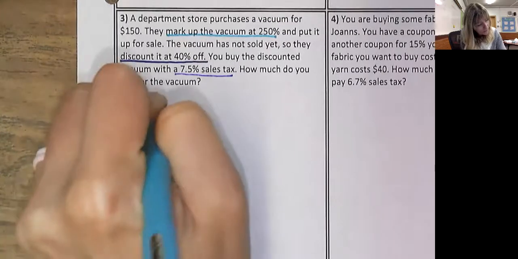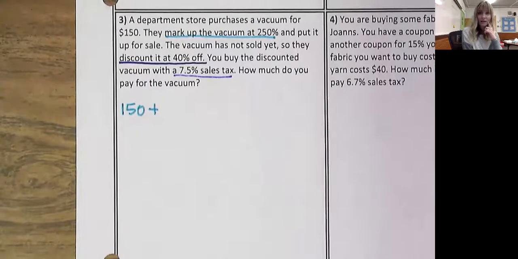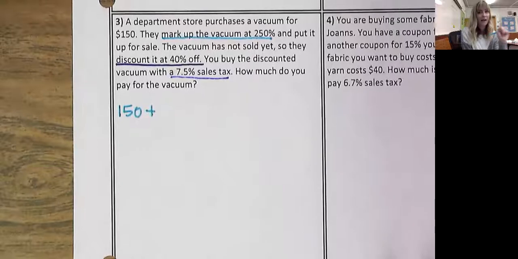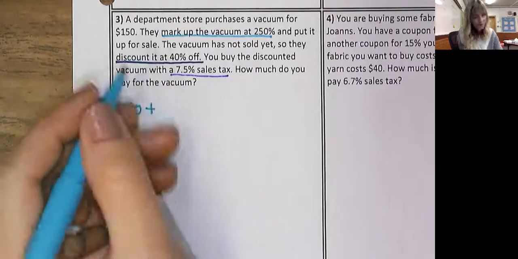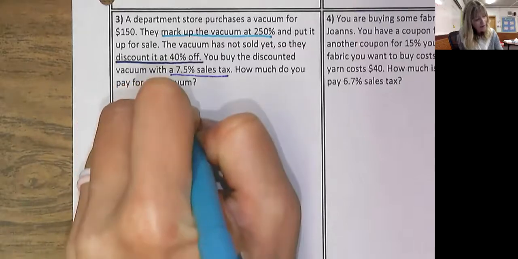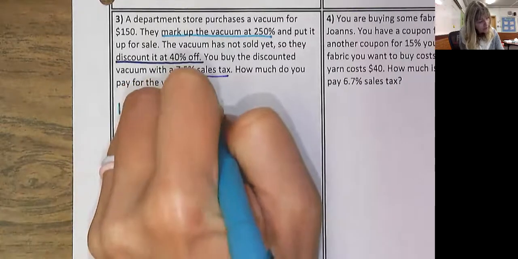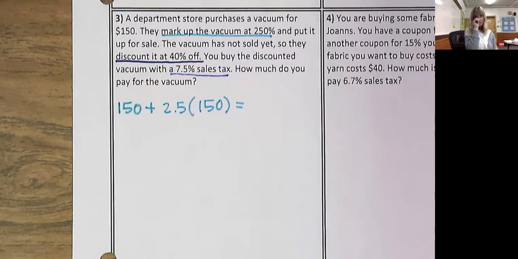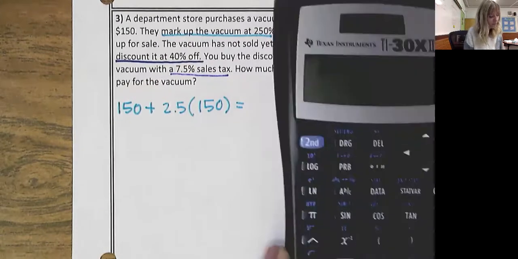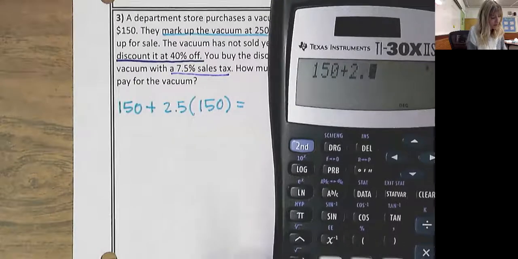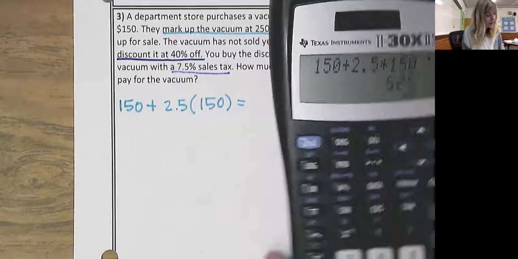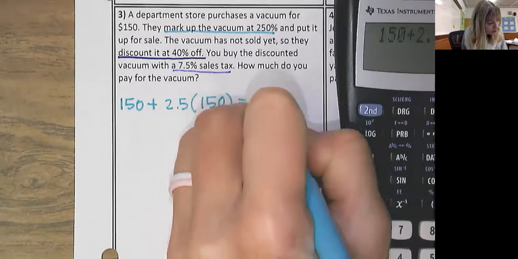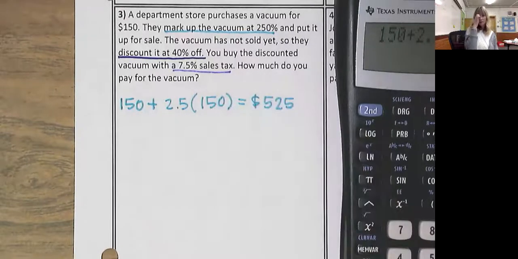Original plus a markup adds to the costs, right? Again, discounts are the only ones that subtract. Everything else adds. 250% is 2.5 of the original. The original always goes in there twice. 150 plus 250% of the original: 150 plus 2.5 times 150 equals $525. That's what they marked it up to. So they bought it for 150, but they're going to sell it to you for 525. Except not, because they marked it up too much and nobody wants to buy it.